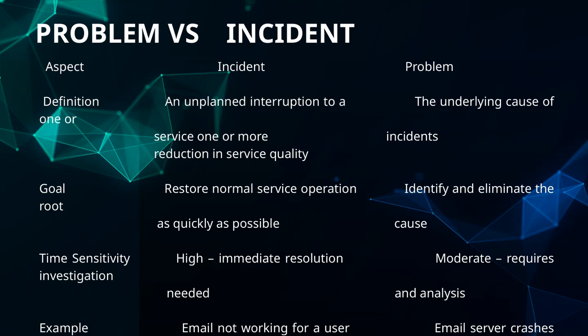Let's take a closer look at the difference between a problem and an incident. On this slide, we see that an incident is defined as an unplanned interruption to a service or a reduction in service quality. Essentially, it's something that happens unexpectedly and impacts normal operations. The goal with incidents is to restore normal service operation as quickly as possible. Speed is critical here because the longer the disruption, the more it affects users and business processes.